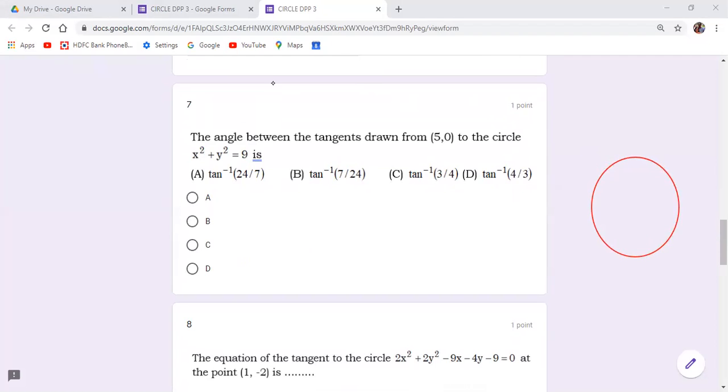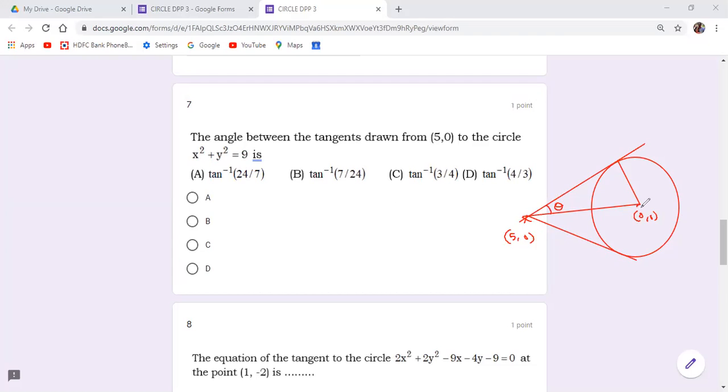Here is the point 5, 0. Here is the center of the circle, the origin. Tangent, we can draw it like this. Join this. Join this. So the other tangent will be like this. What we want to find, first find this angle.